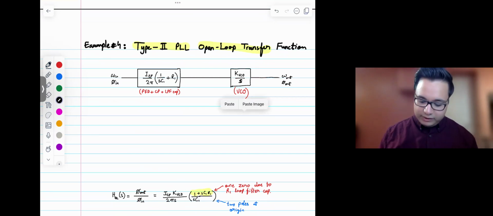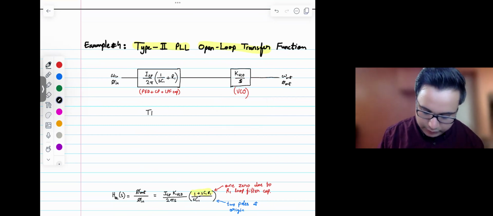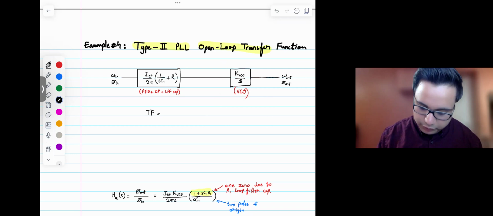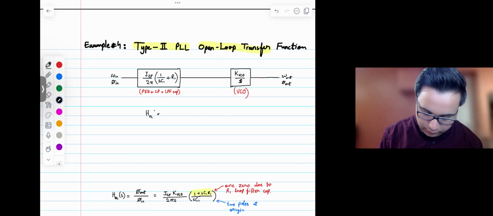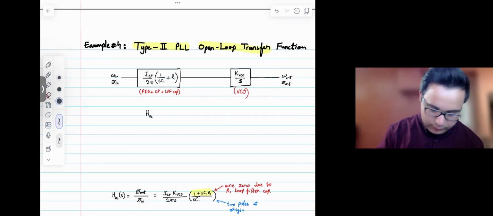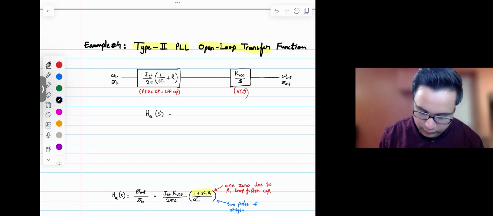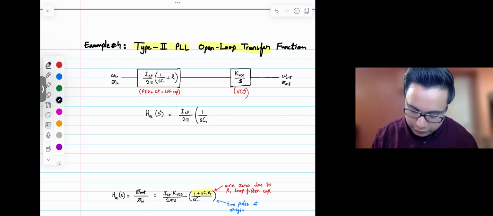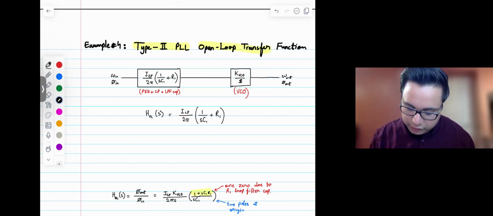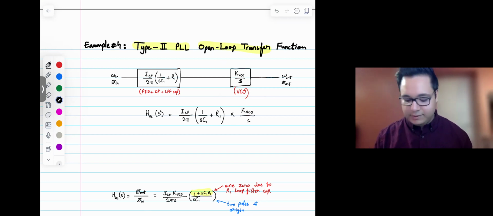If we have a system diagram like this, then we could just write the transfer function for this open loop. Let me call it H_OL of S. That would be the first block, which is I_CP, the charge pump current divided by 2 pi, and then 1 over S C1, where C1 is the loop filter capacitor and R1 is the loop filter resistor. That's the first block, multiplied by the VCO, which is K_VCO, the gain of the VCO, divided by S.